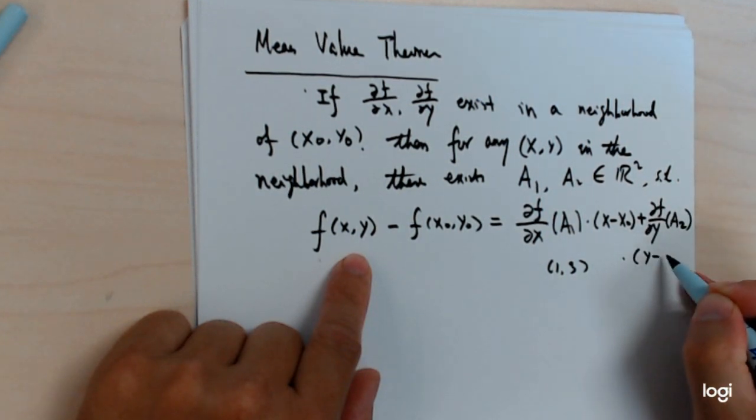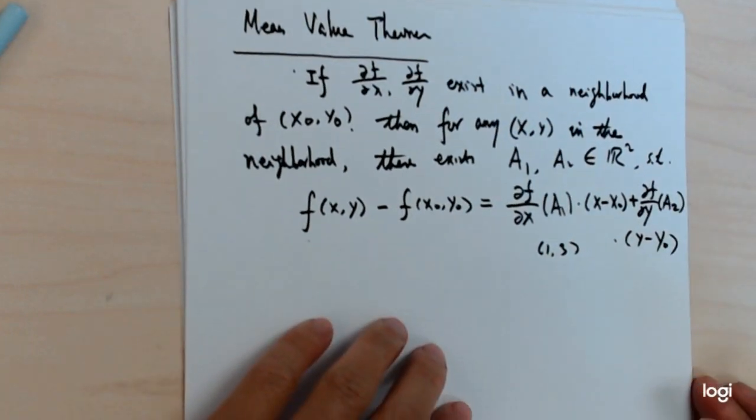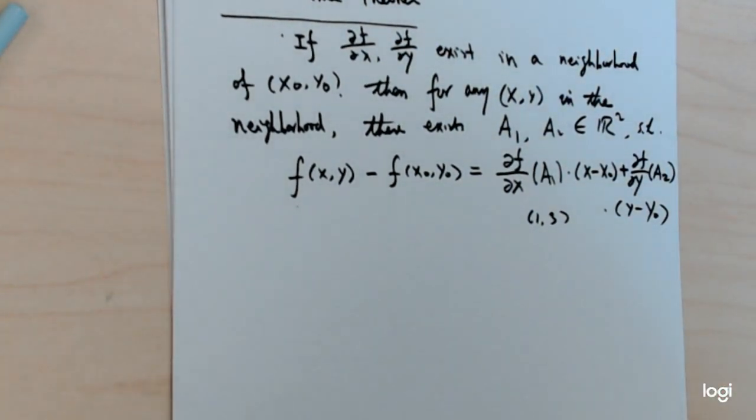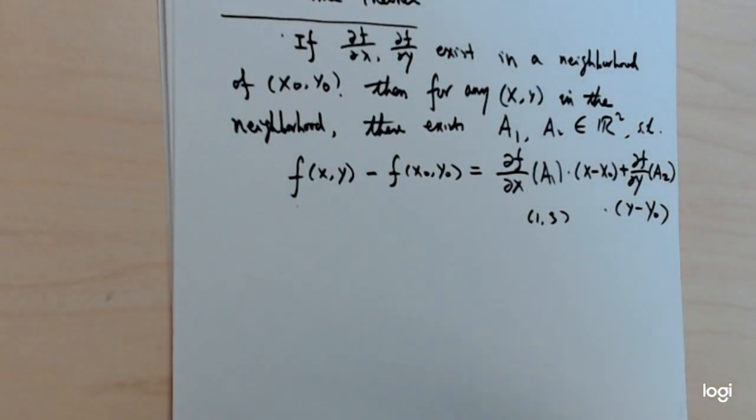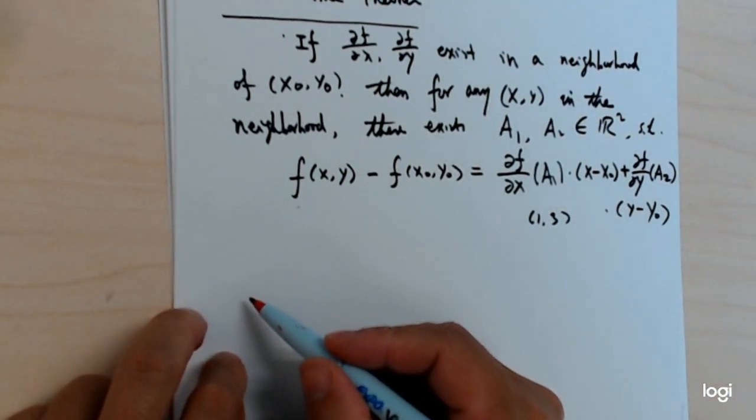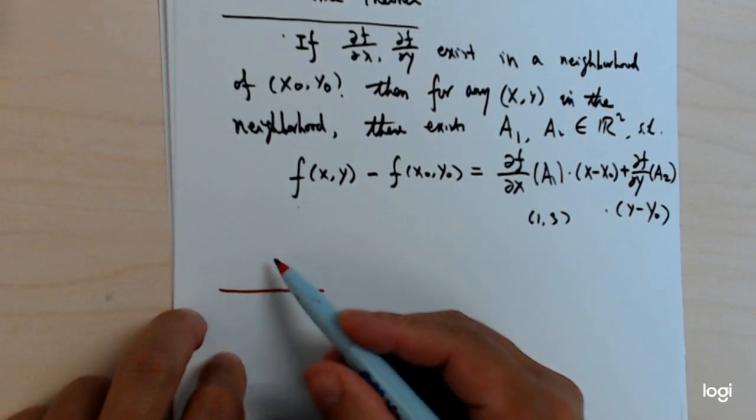Times y minus y naught. That's the mean value theorem for a function of two variables. You can easily compare this with a function of a single variable. Here's how the mean value theorem for a single variable looks.